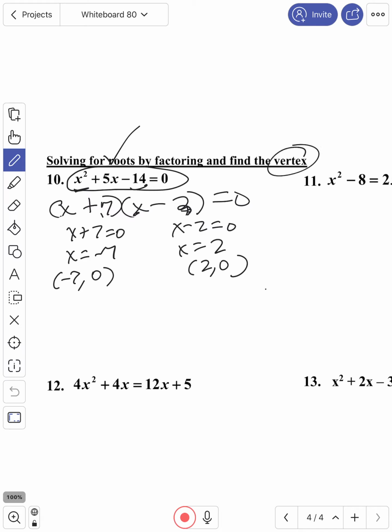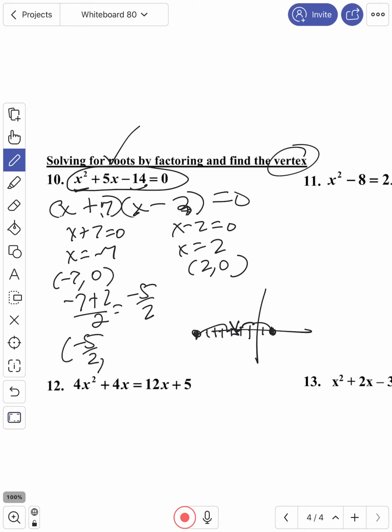Now to find the vertex, what's happening here in a picture form is you have roots at negative 7 and at 2, and the vertex is somewhere right in the middle of these. So I'm going to average negative 7 and 2 and divide by 2. I get negative 5/2. That's the front of my vertex. I'm going to go to my calculator and fill it in parentheses to find the back of my vertex. By the way, negative 5/2 is negative 2.5, so my vertex is somewhere down there.